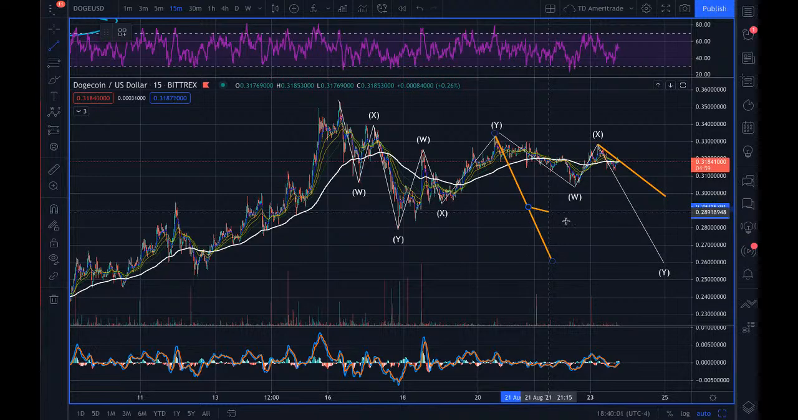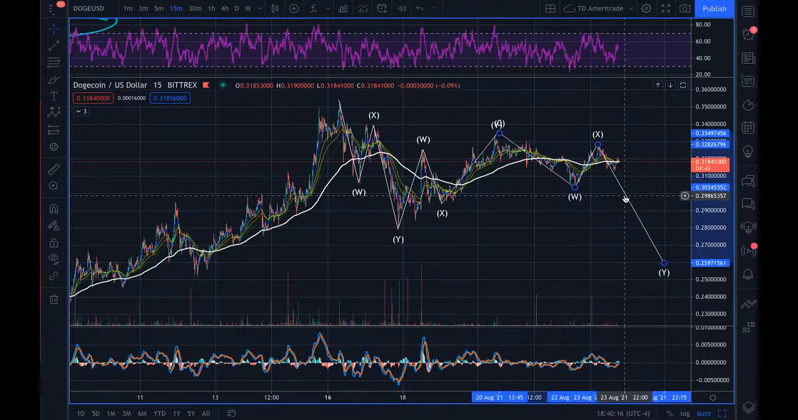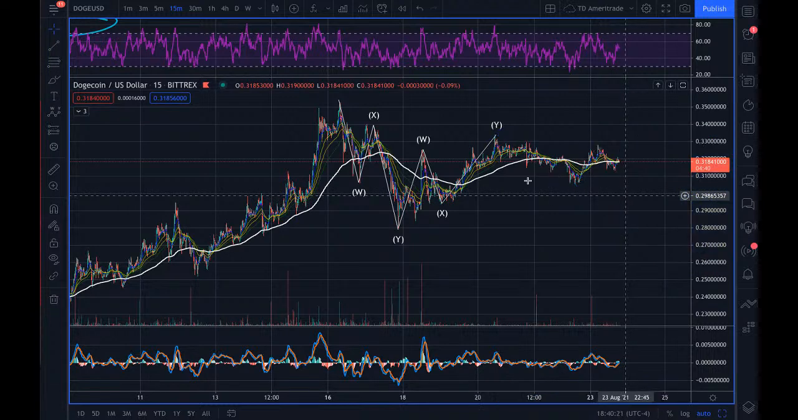What I'm expecting here, oh, and now it's drawing lines when I don't want it to. Fascinating. So what I'm expecting here is another three-wave pattern, because all I keep seeing are three waves, three waves, three waves. This one right here is in the middle of it right now. So we have to see what shape this one makes.